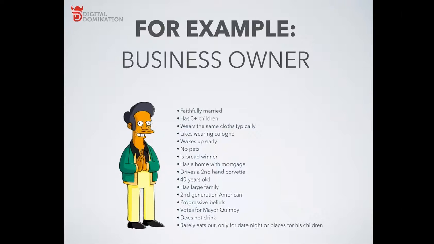In this case, this is Apu, Nahasapeemapetilon. And he is faithfully married. He has multiple children, so 3 or more children. He typically wears the same clothes. He's not too crazy with that, but he likes wearing cologne. So he's a big cologne user. He wakes up early to go to work. He doesn't have any pets. He is the breadwinner, and he does have a home with a mortgage. It's actually his second home in this case because he's had so many kids. He had to get a second home, or upgrade his home, I should say. He drives a Corvette. He's 40 years old.